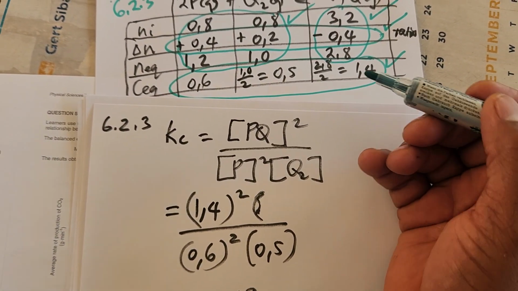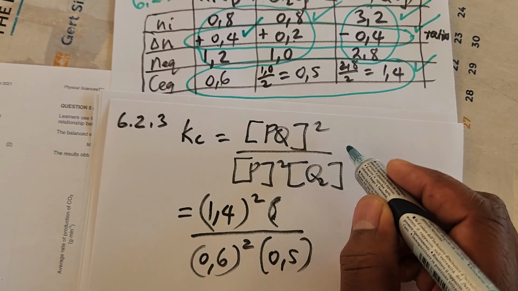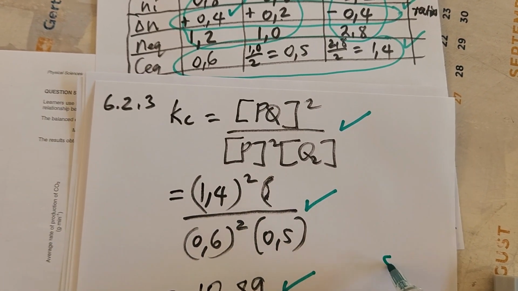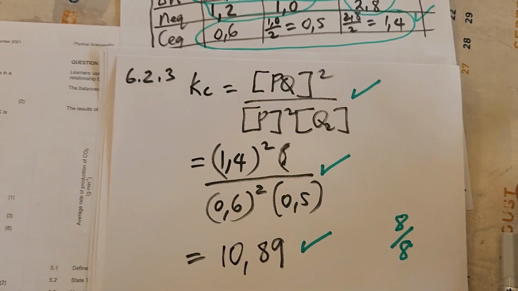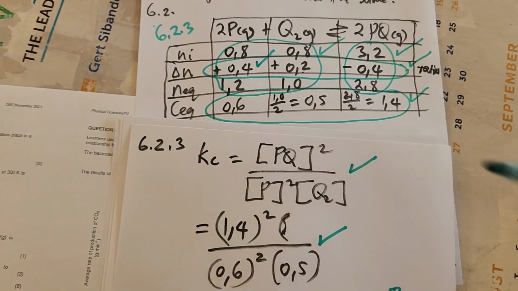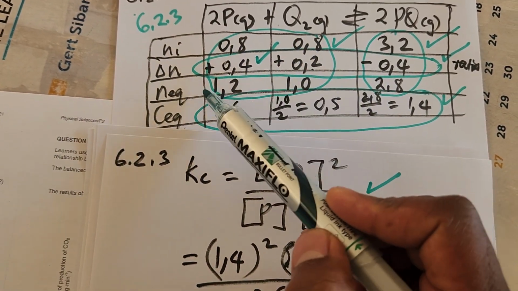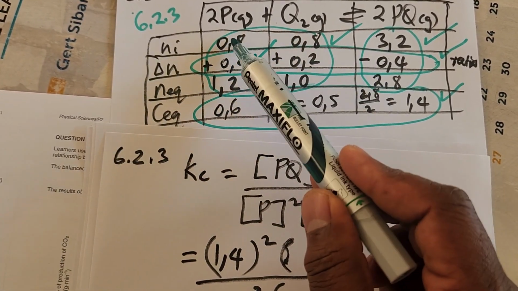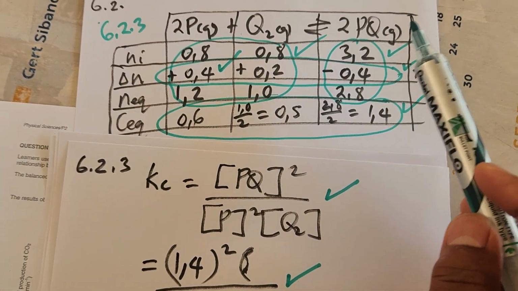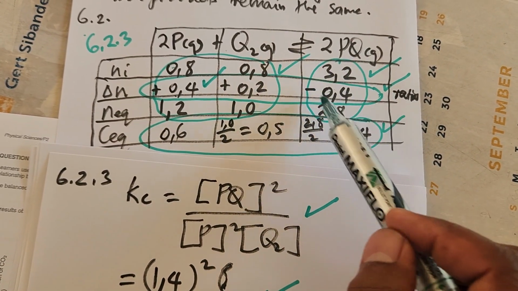In this case, the learner will be given the 5th mark on this one, and then 1 mark for the Kc, 1 mark for substitution, 1 mark for this. Therefore, you get 8 out of 8 in this one. Very important to know the principle of the table, know how to move from the initial to final. If you know how to move from initial to final in both reactants, you get 1 mark for that. If you know how to move from initial moles to the final moles in the products, also you get another mark.